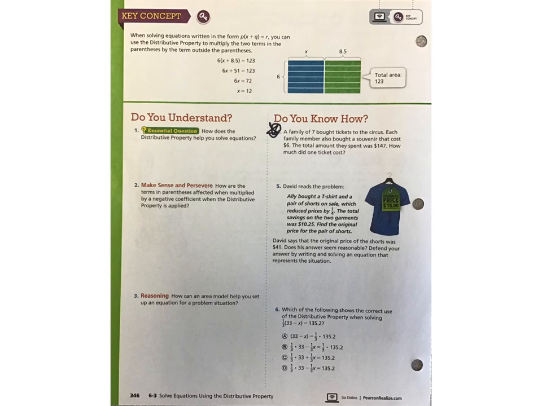In this problem, we know that we have 7 family members that each got a ticket, and each of them bought that $6 souvenir. So we have tickets plus the cost of a souvenir for each family member. Since there are 7 of them, we're going to take that grouping and do it 7 times. That's where the distributive property comes in. And then 147 is how much they spent altogether. Go ahead and pause the video, see if you can solve that equation, and come back and check your answer.